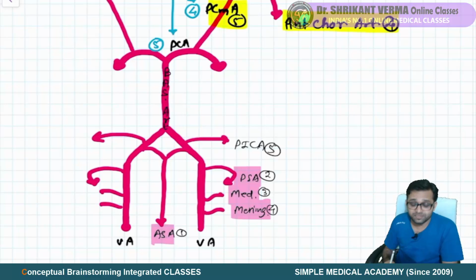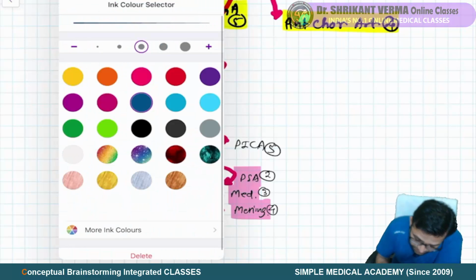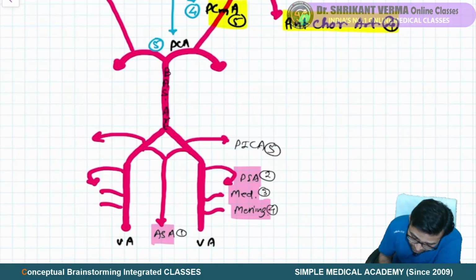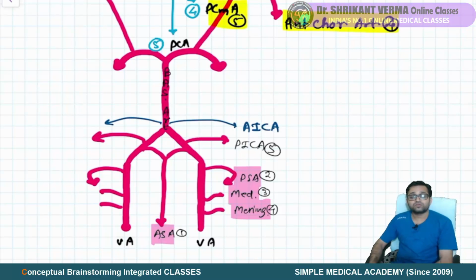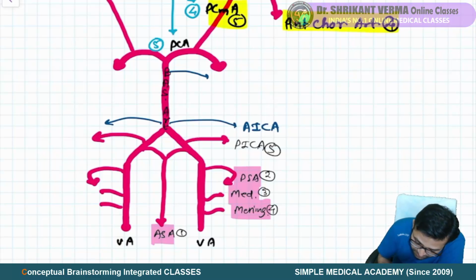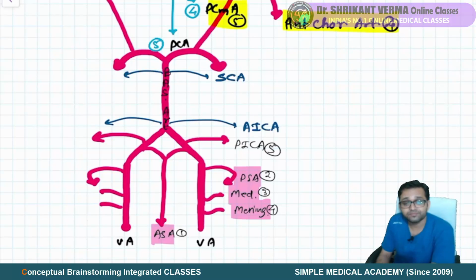We ended the story with PICA. I am using the blue color to differentiate. So we will start the story from AICA. This is supplying our cerebellum from the anterior inferior portion, so this is the anterior inferior cerebellar artery. One branch supplies the cerebellum from above. That's why this is our superior cerebellar artery.